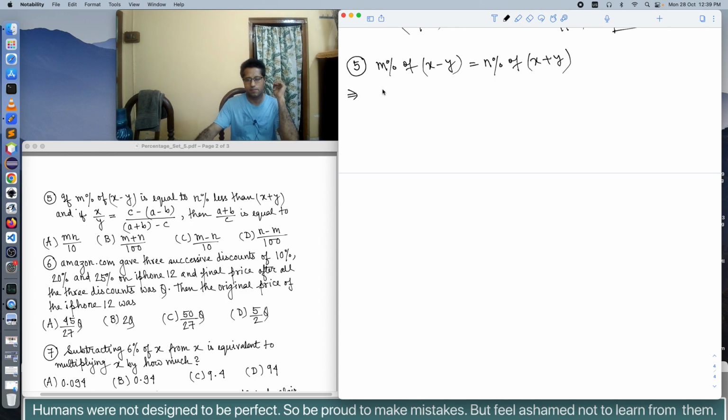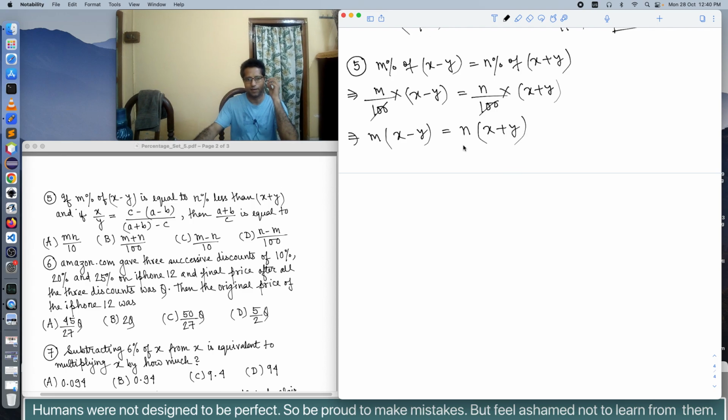From here we can say that, applying the percentage operator on both sides, m percent of x minus y is m by 100 multiplied by x minus y, which is equal to n percent, meaning n by 100, multiplied by x plus y. You can easily cancel 100 from both the denominators on both sides, or in other words, multiply both sides by 100, and you will get m multiplied by x minus y is equal to n multiplied by x plus y.